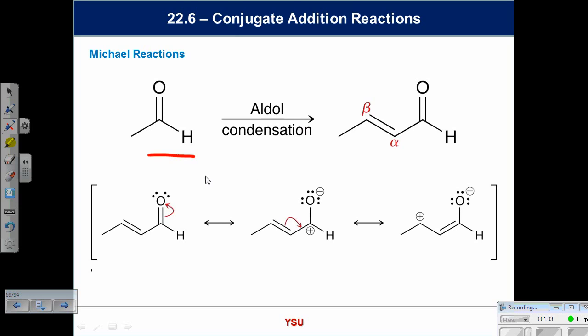So typically you would start off with some sort of molecule that has at least one alpha proton. For this you need two because you need to take two off. And you heat this stuff up in a solvent that has a base and a polar protic solvent, and away we go. We get an alpha-beta unsaturated aldehyde in this case.